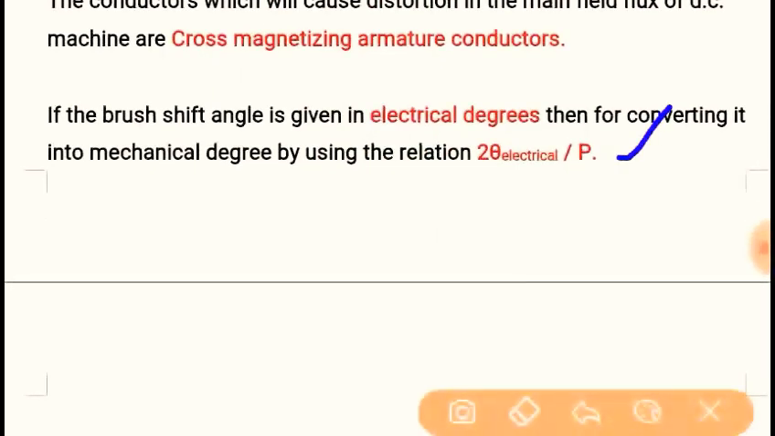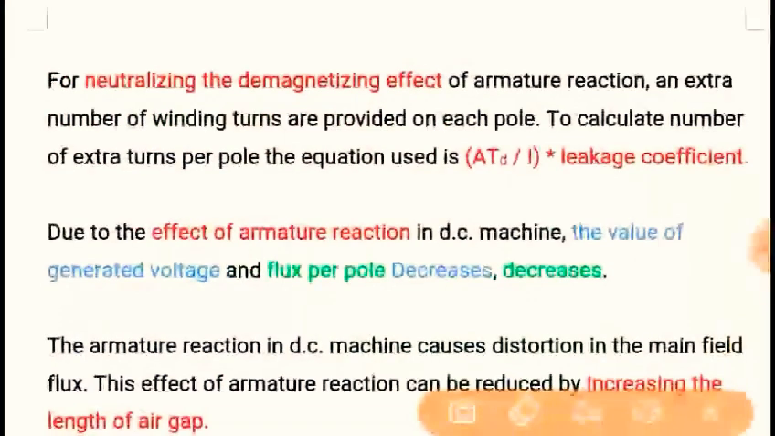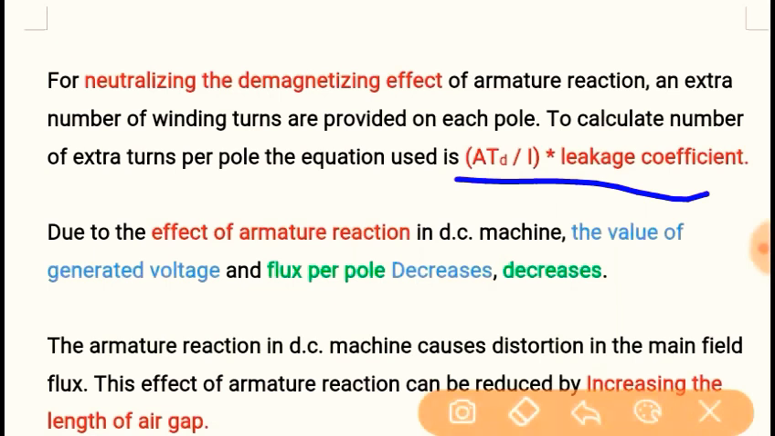If the brush shift angle is given in electrical degrees, then for converting it into mechanical degrees we use the relation: it is nothing but 2 times theta electrical divided by P. For neutralizing the demagnetizing effect of armature reaction, an extra number of winding turns are provided on each pole. To calculate the number of extra turns per pole, this equation is used: AT_d divided by I into leakage coefficient.